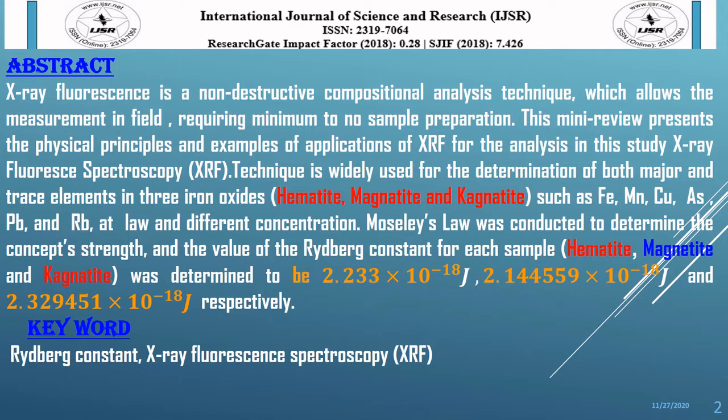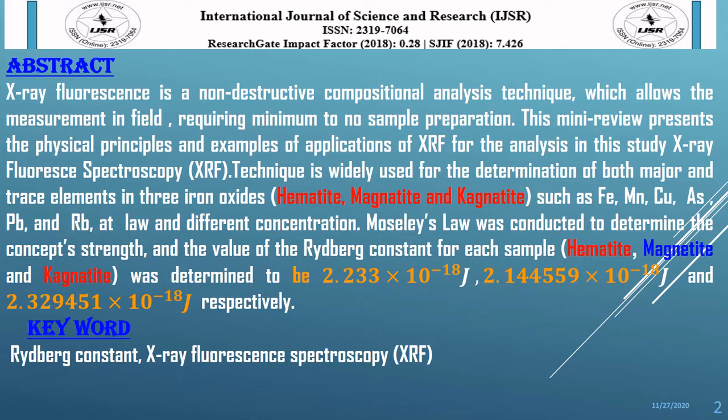The technique is widely used for the determination of both major and trace elements in the three iron oxides: hematite, magnetite and kagnatite. These elements are Fe, Mn, Cu, As, Pb and Rb at low and different concentrations.